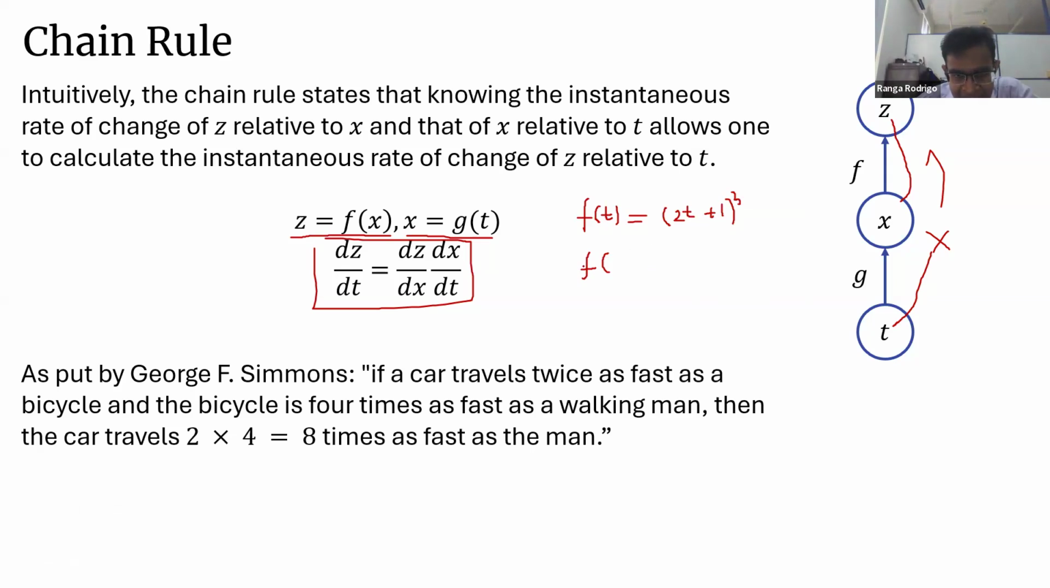I can write it like that. I use an intermediate variable x and write it as x to the power of 3, and x I can write as 2t plus 1, right? If you slightly remember how this is done, we consider this thing as one block, and you apply that familiar rule that you have.